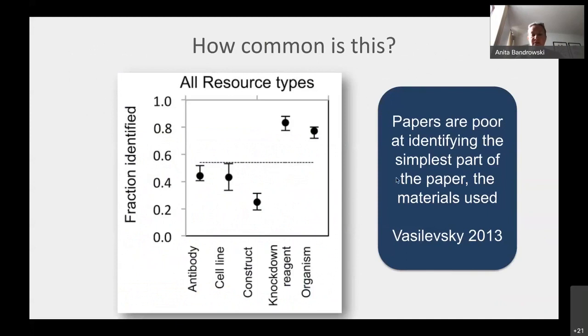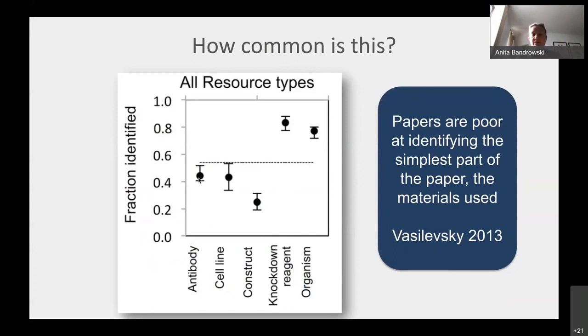Our colleagues from OHSU had actually quantified this to a great extent. And this is, again, no robots. This is only a single curator who went through several hundred papers, looked at a bunch of antibodies, cell lines, constructs, knockdown reagents, and organisms. So he looked at it across different impact factors and different fields in biology. But overall, this is what the picture looks like.